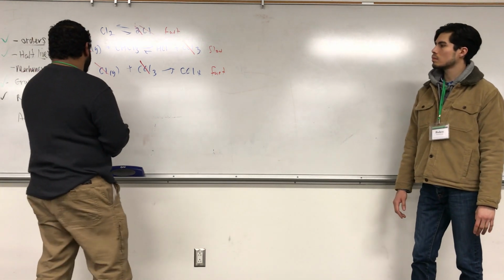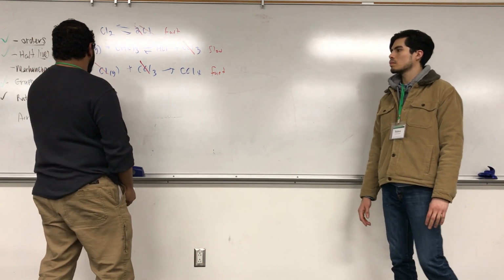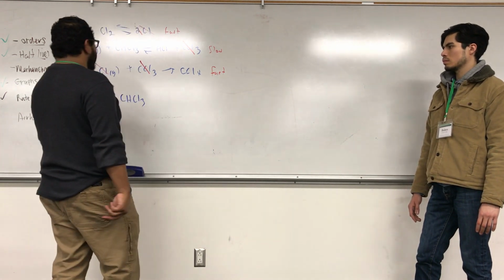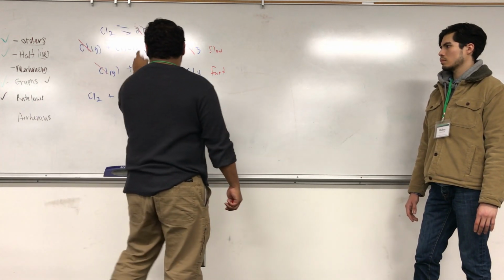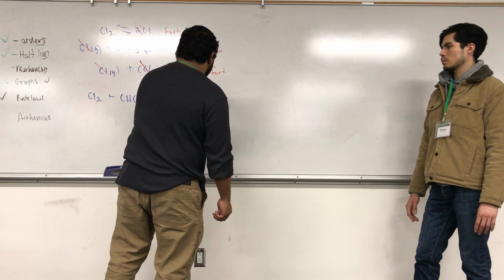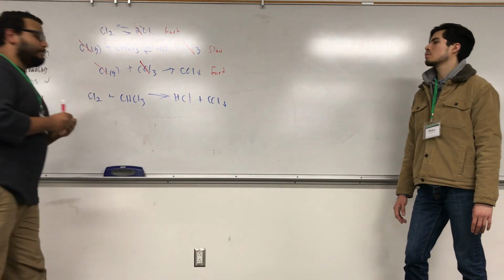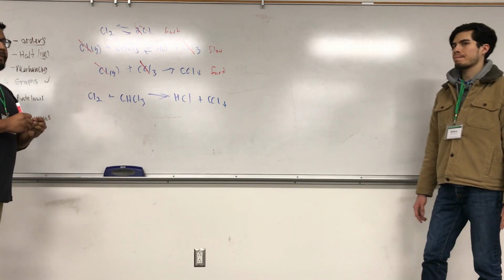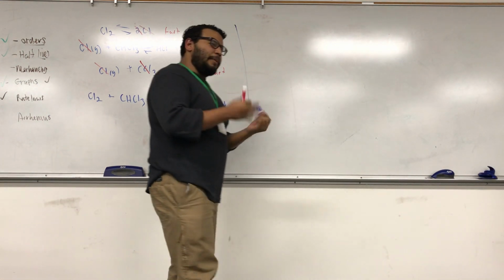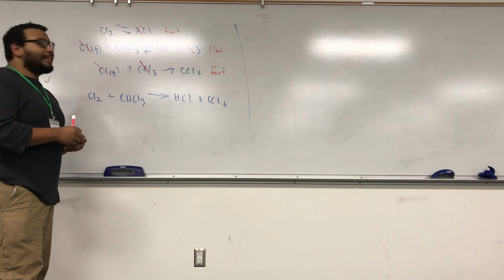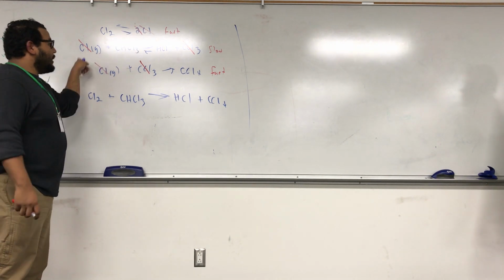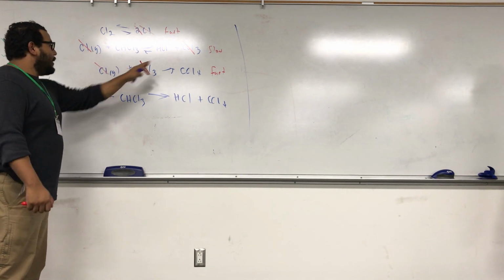So our overall reaction should look like Cl2 with CHCl3 yields HCl plus CCl4. That's our overall reaction. But now we need to get our orders, and part B says determine our intermediates. In this particular case, these guys would be intermediates, and so would these.